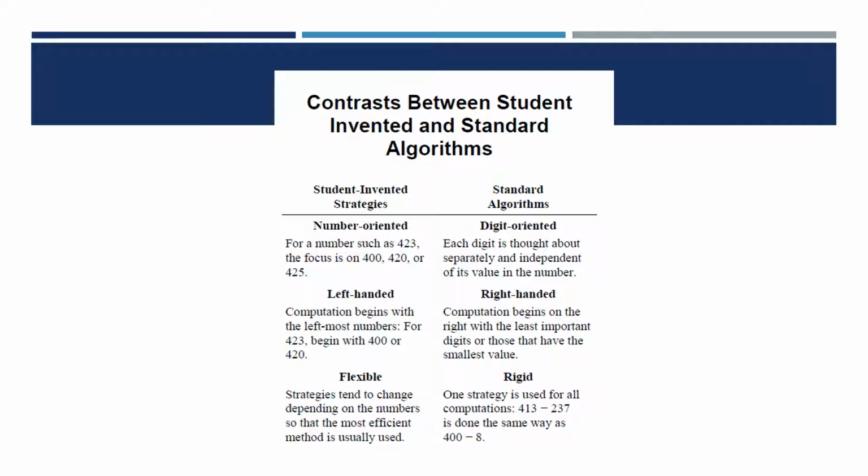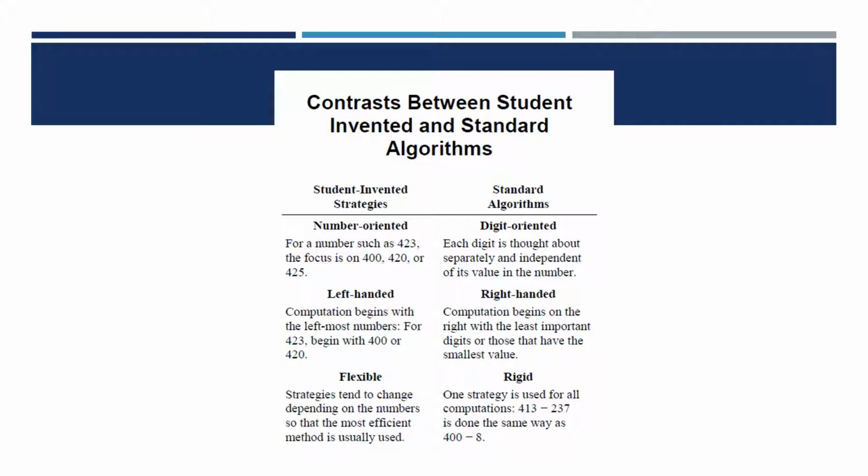Also in our standard algorithm, we add and subtract by starting on the right. We call that right-handed. Okay, and then we move backwards to the left to larger denominations of the digits. However, with student-invented strategies, they could actually start their computation on the left. We'll look at some of those in just a few minutes.